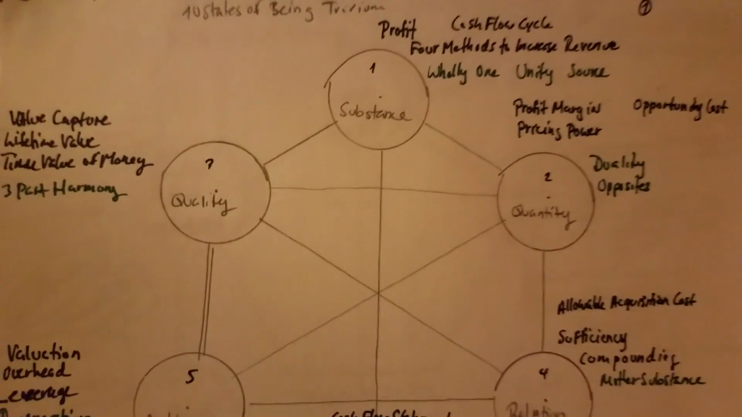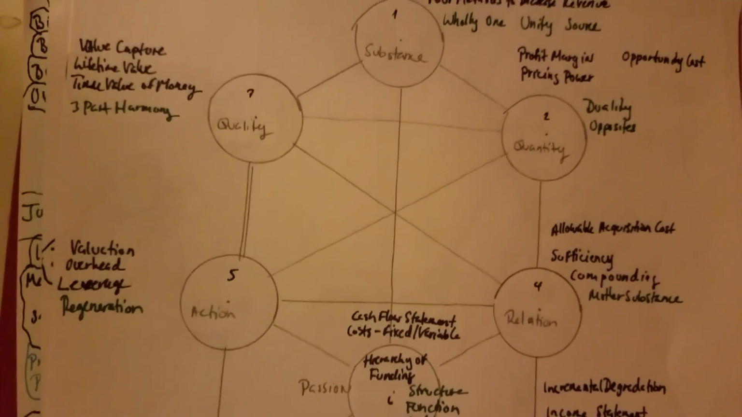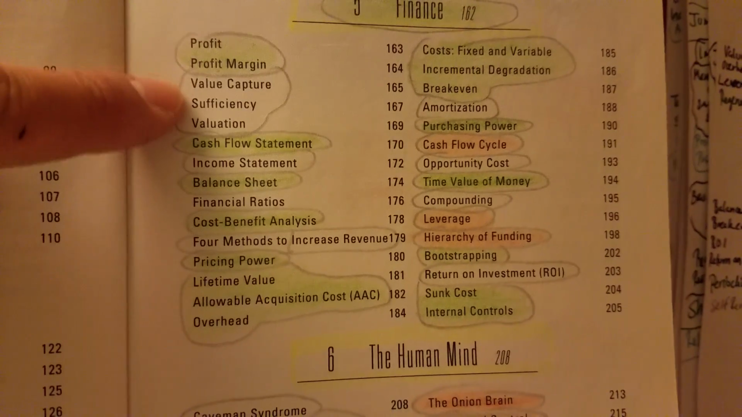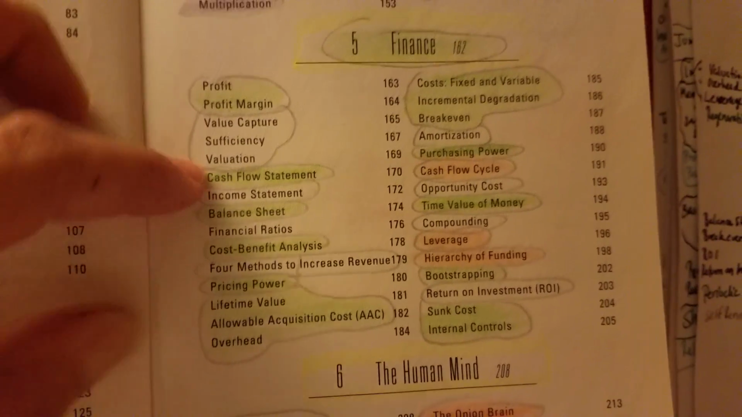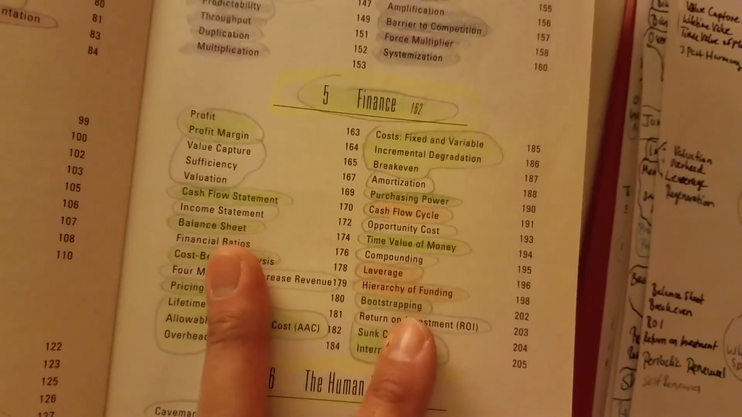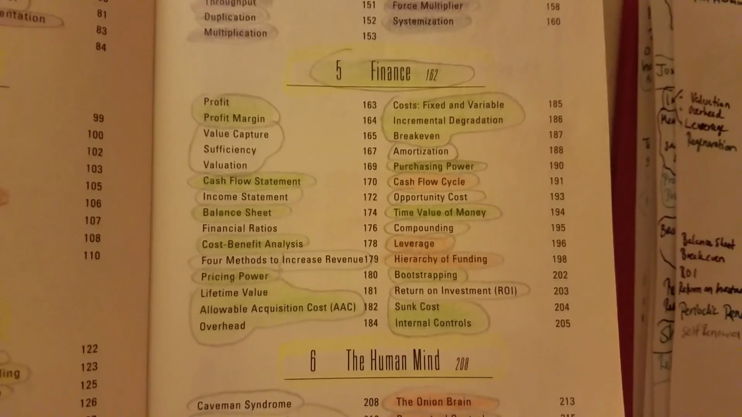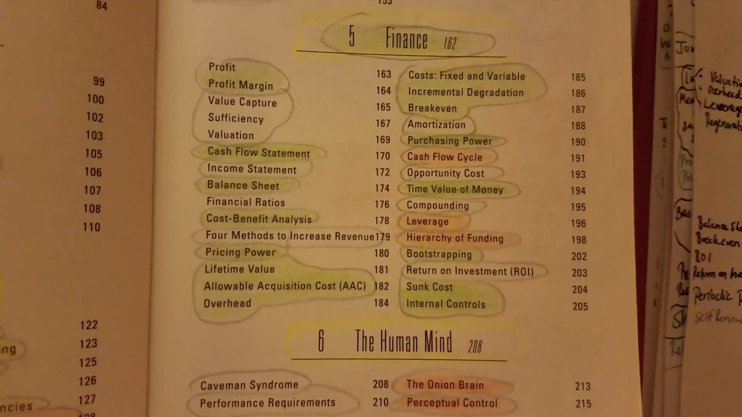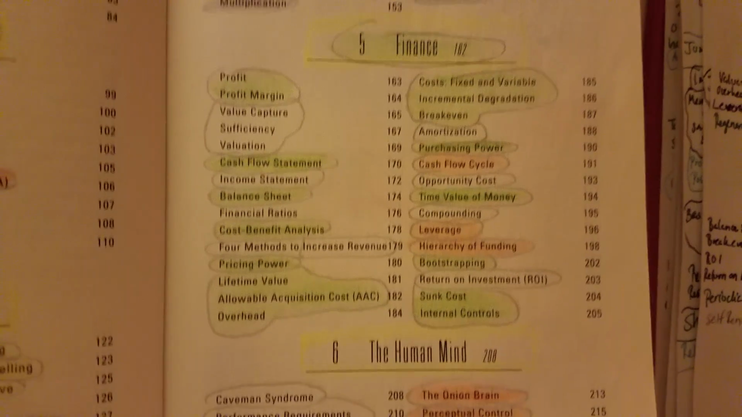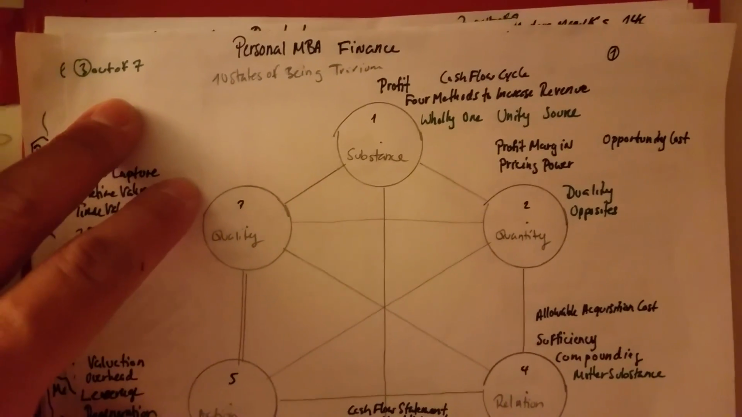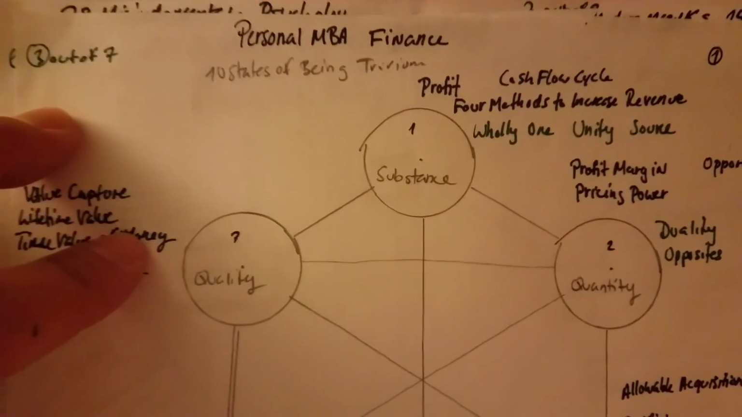Some of the principles that you have here, if you look at finance, you've got profit, profit margin, value capture, sufficiency, valuation, cash flow. You have all of these principles, but I needed a way to organize them in my head and be able to hook them onto things that I already knew, abstract principles that I'm already very familiar with. So what I went ahead and did, and this is called the Associative method, you find correspondences.